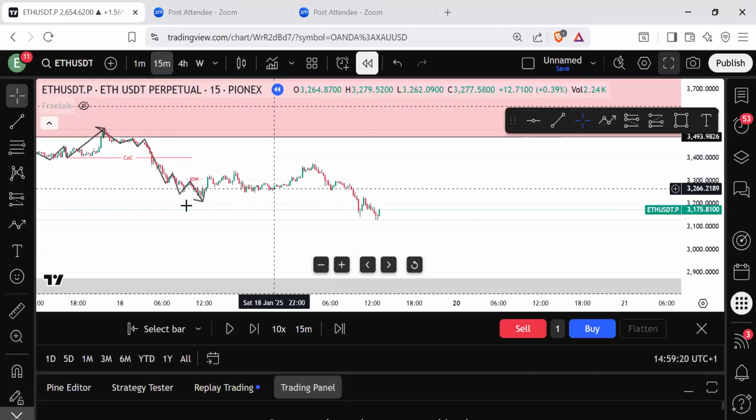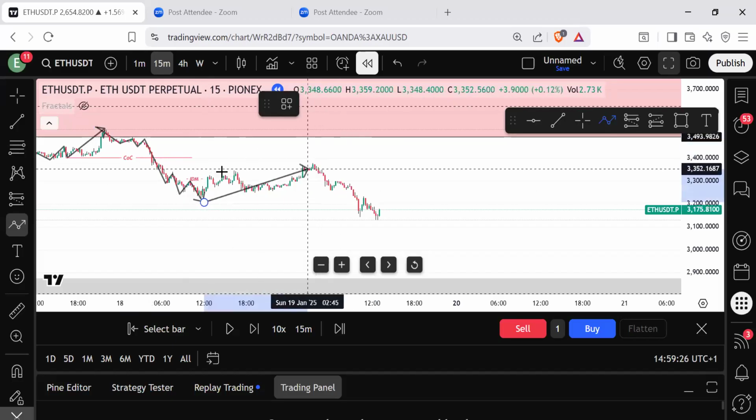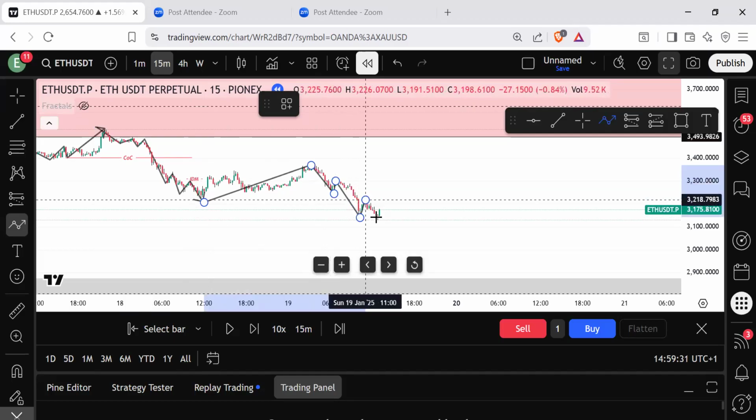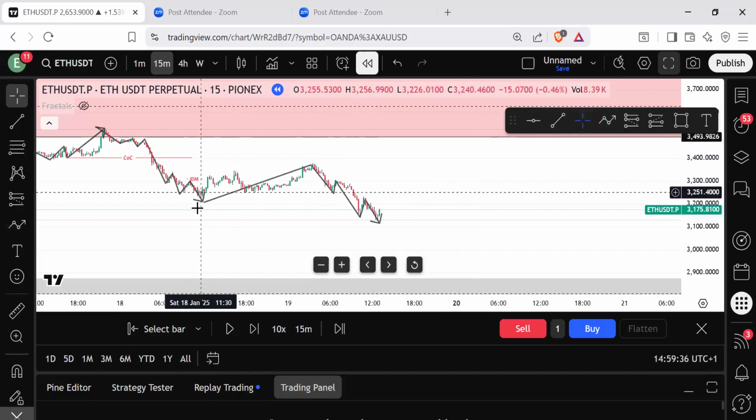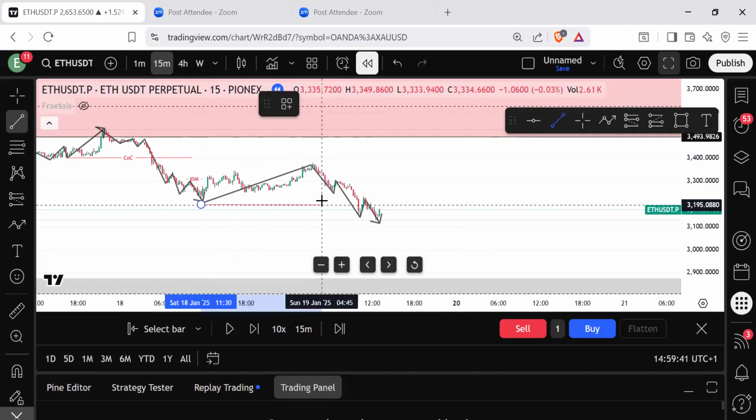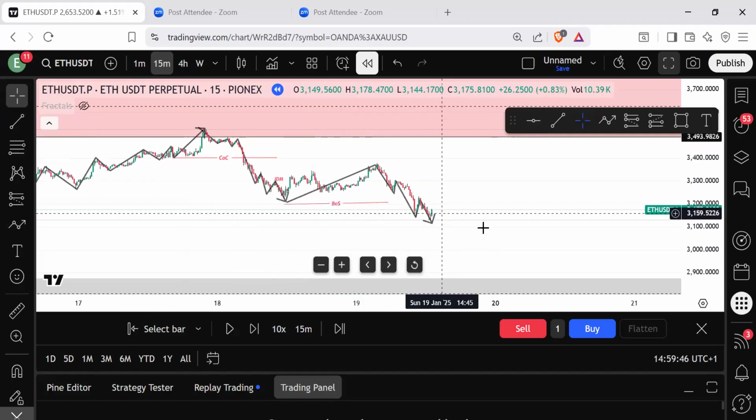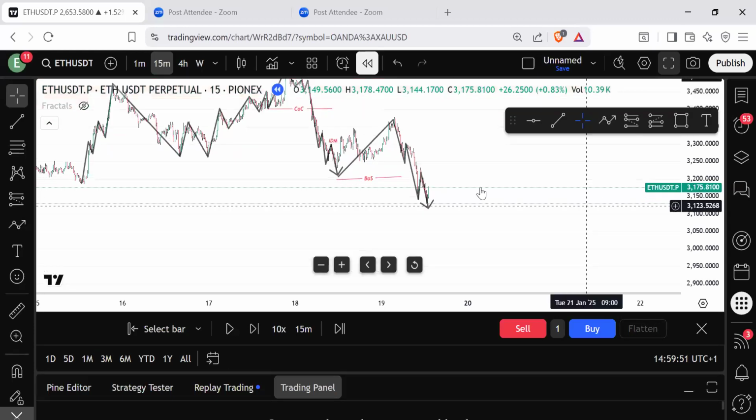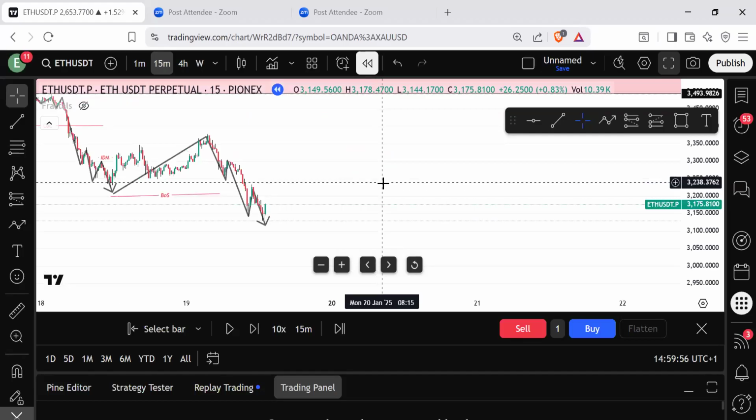Then we have this was correction. That's the correction. So now we have a break of structure. Break of structure. So meaning the trend change is confirmed. We're looking to take our entry. Now this is confirmation entry.